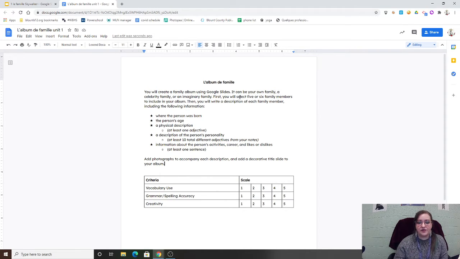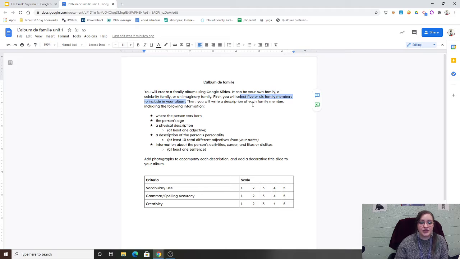First, you'll select 5 or 6 family members to include in your album. So, if you have decided you want to do your actual family and you don't have 5 or 6 in your immediate family, you're going to have to get creative and add in aunts, uncles, family friends, cousins, who knows, grandparents, dog, cat. You just may have to get a little creative. But you do have to have at least 5 family members.